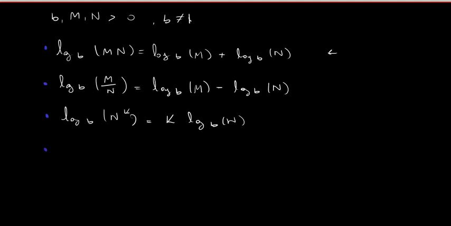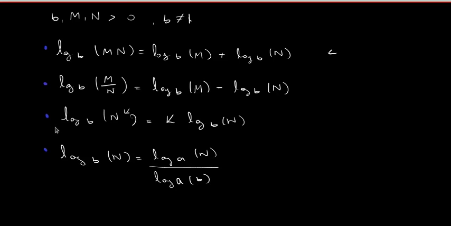And the final property is very useful for when we have a base we don't want to work with. It says that the logarithm base p of any number n equals the logarithm base a of n divided by the logarithm base a of p.